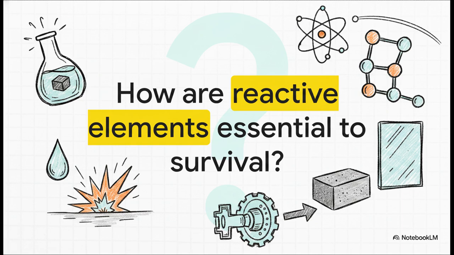The very instability that makes them so dangerous is the exact same engine of reactivity that we harness to build our stable world. By giving away their electrons so eagerly, they lock into the incredibly strong, permanent bonds that make up the concrete we walk on and the glass we look through. Once you understand the atomic rules of the game, it really changes how you see the whole world around you.